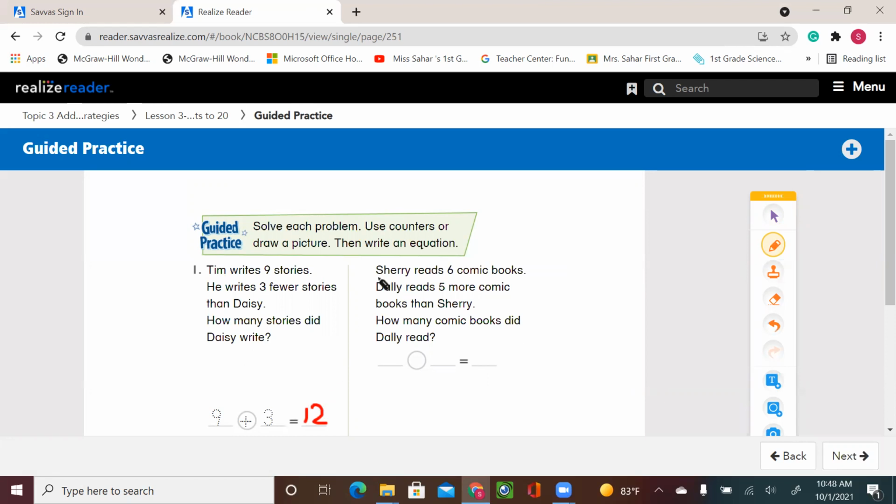All right, let's go for number 2. Sherry reads 6 comic books. Dali reads 5 more comic books than Sherry. How many comic books did Dali read? So I know Sherry reads 6 comic books. All right, so that's the 6 that she read. And we know Dali reads 5 more. That's extra. So I'm going to add 5 more to what the first friend read.